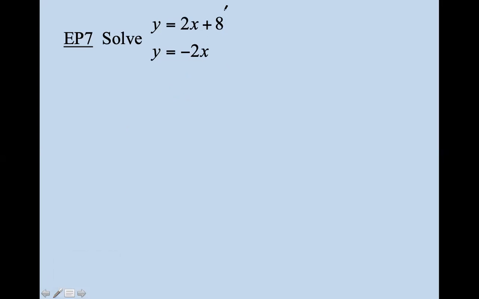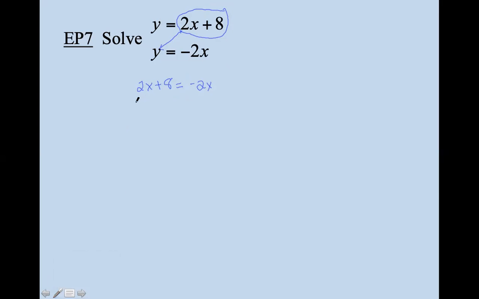All right, so again, I'm taking 2x plus 8, and I'm going to substitute it in for this y. All right, y is equal to 2x plus 8. So now I write down 2x plus 8 equals -2x. So again, notice when I do that substitution, when I substitute for the variable, I get down to just one variable and some constants.